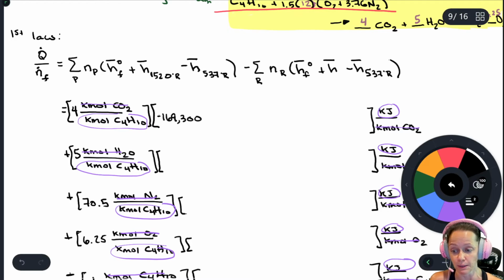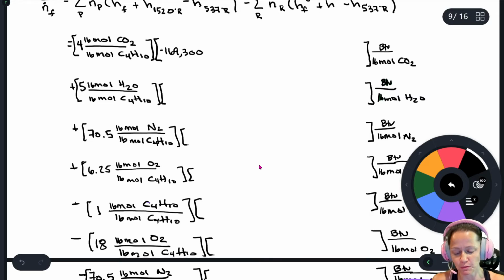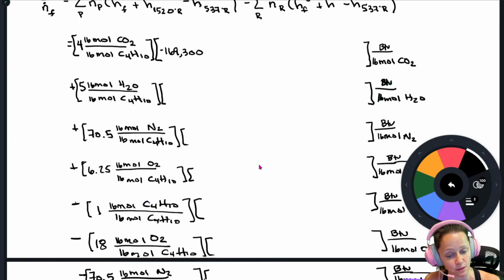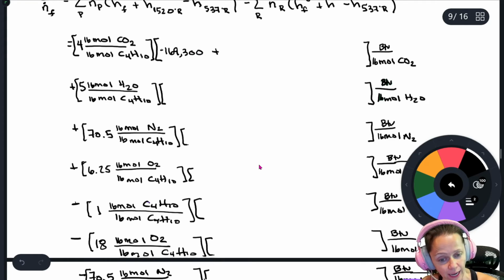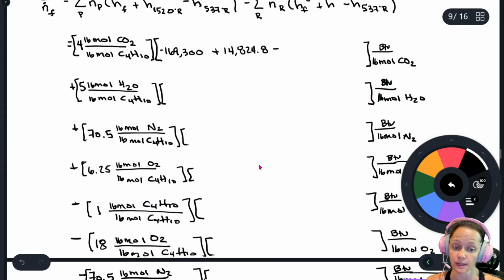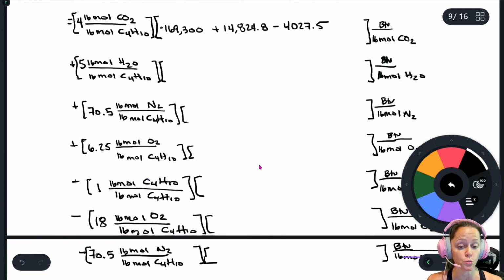Well, luckily, I can pause it and I'll fix it right now. Okay. Ta-da! We fixed it. It should not be kilojoules per kilomole. It should be pound mole, and BTU per pound mole. So enthalpy of formation for the CO2 is negative 169,300. And at 1520 degrees Rankine, I have 14,824.8. And at the standard reference state of 537 degrees Rankine, I have 4,027.5. Now we move on to the oxygen.